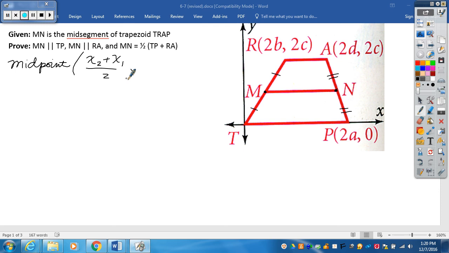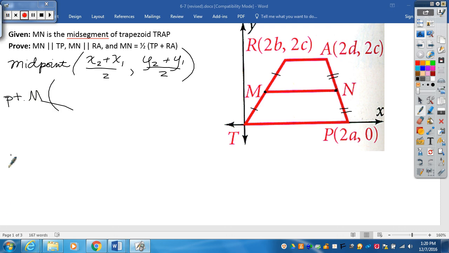Okay, it's the average of the x's and the average of the y's. Okay. Now you guys did this the other day. You're probably able to go ahead and do that a lot faster than what I can. And so I'll go ahead and start in for point M.